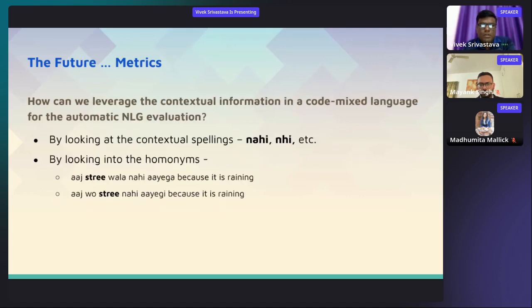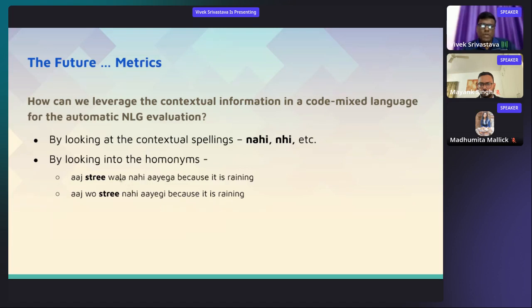And the context is what we haven't talked about a lot. So for example, the word can be written in multiple forms. The word nahi can be written in multiple ways, and if the metric doesn't take this word into account, the problem is there, right? You will understand the sentence incorrectly, and that will result in a poor evaluation score, right?